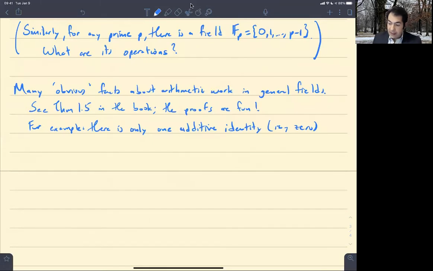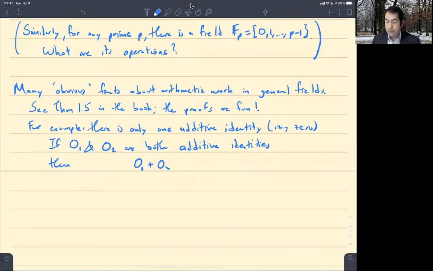Okay. If we had two of them, let's call them 0_1 and 0_2, that are both additive identities, then, what do we know about additive identities? We know that if you add them to anything, nothing happens. So a neutral element for addition doesn't do anything when you add it. So what we could do is take these two additive identities and add them together. So we have 0_1 plus 0_2. And then we think, if I add 0_1, nothing happens. So adding 0_1 is the same as just having 0_2.